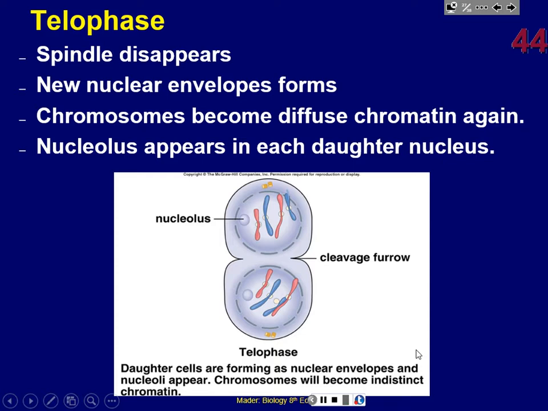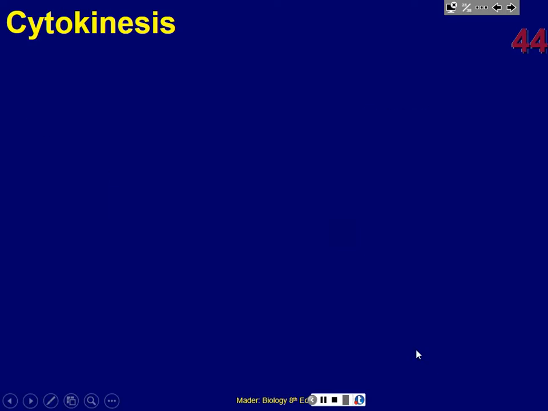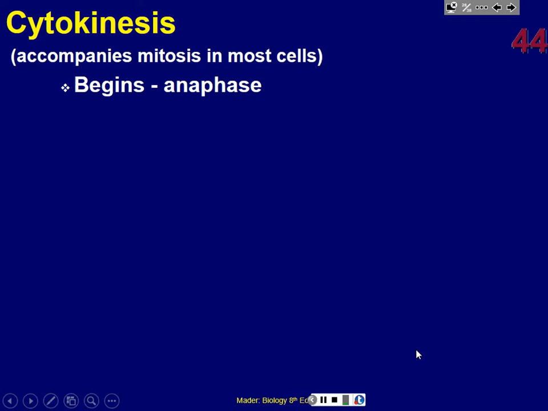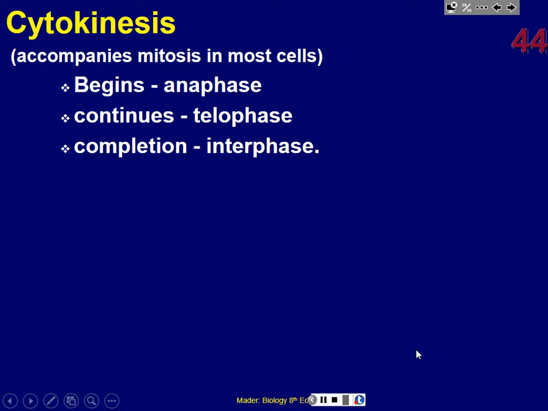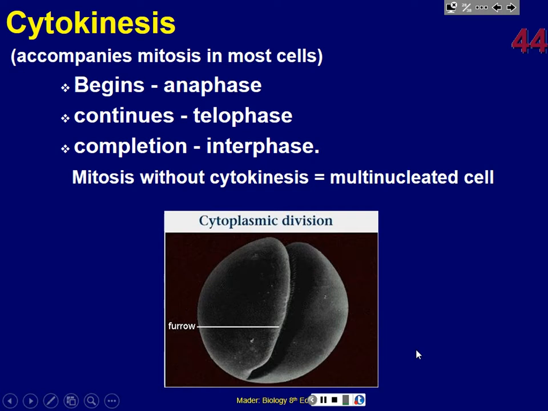Not too bad, yeah. So let's talk about cytokinesis for a minute, because we said cytokinesis is a separate event for most cells that occurs simultaneously, but it doesn't have to. Cytokinesis is division of the cytoplasm. It begins in anaphase. It will continue through telophase, and it's completed in interphase. And remember, mitosis without cytokinesis will result in a multinucleated cell.